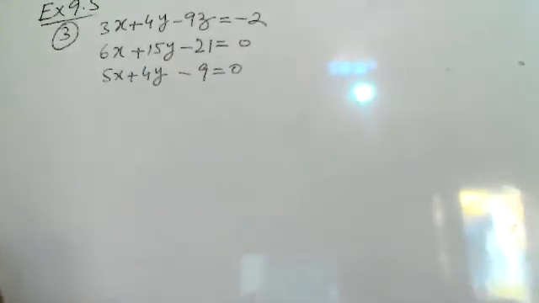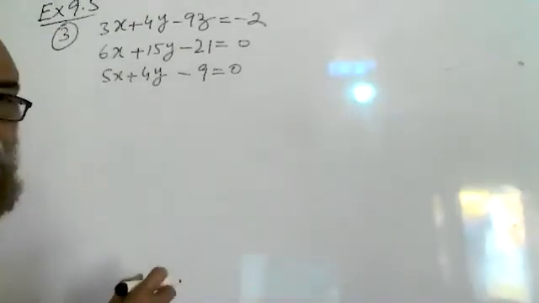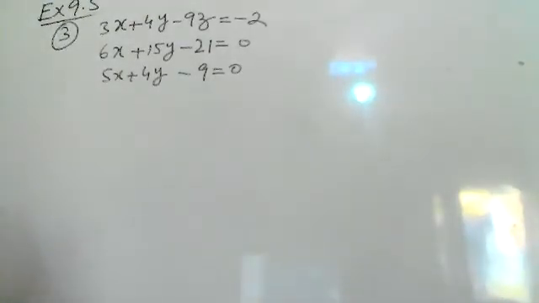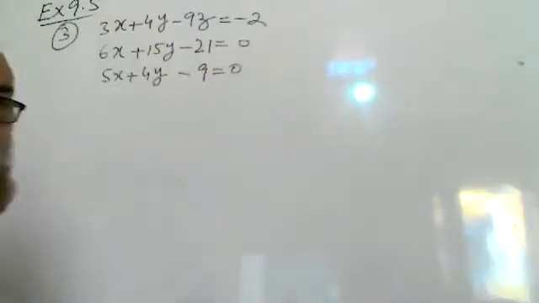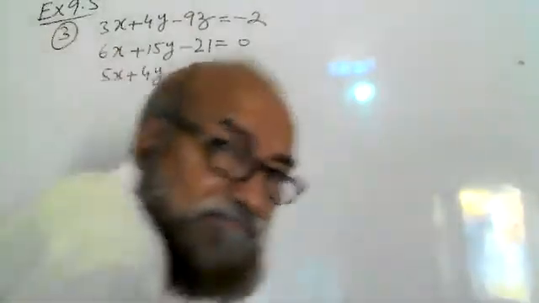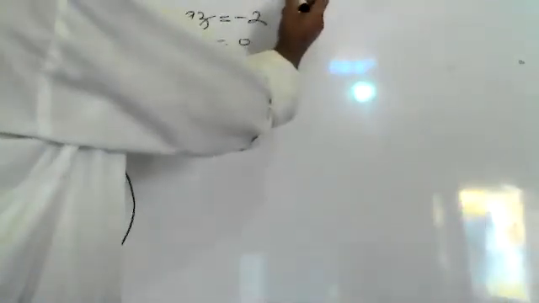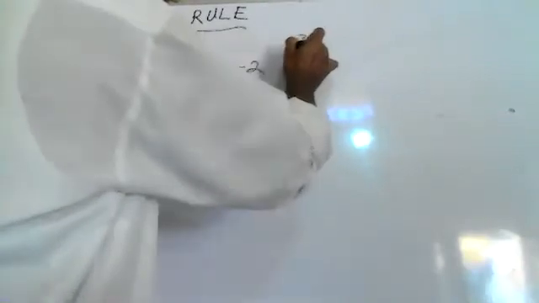We will convert into the standard form. How to convert into the standard form? We will rewrite over there. The first one is 3x plus 4y minus 9z equal to minus 2 in the standard form.